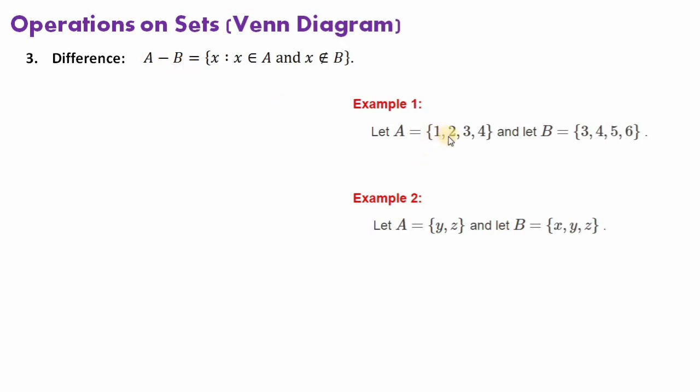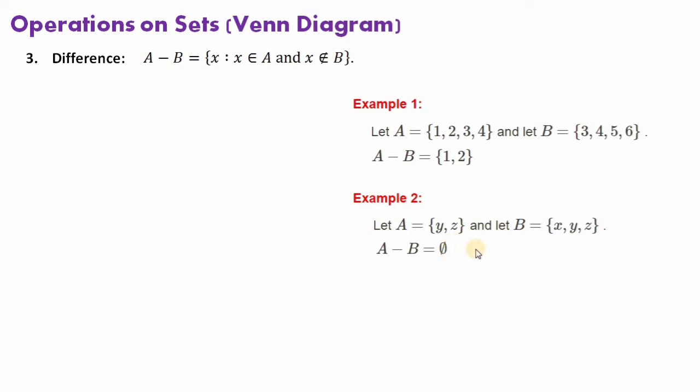So what are the elements of A which are not in B? The elements of A which are not in B are 1 and 2, isn't it? So that's why we have A minus B equals a set containing 1 and 2. Now in this example, what are the elements of A which are not in B? There is no element of A which is not in B, isn't it? So that's why A minus B is a set which contains no element, because we have no element of A which is present in B. So that's why this is an empty set.